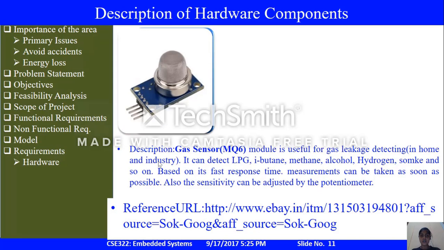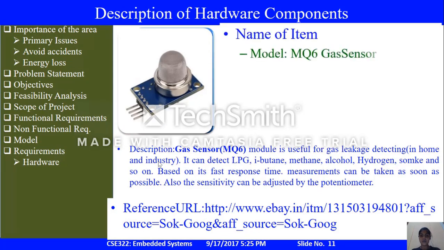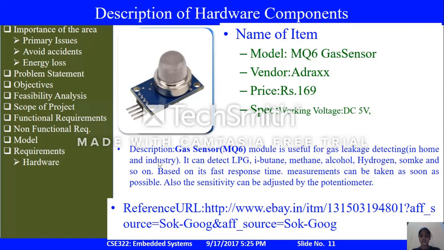So the first hardware component is our gas sensor, which is an MQ6 gas sensor. The vendor is Ajax. The price is rupees 169. The specifications of this will be the working voltage is a DC voltage of 5 volts. The working current will be 150 milliamperes.